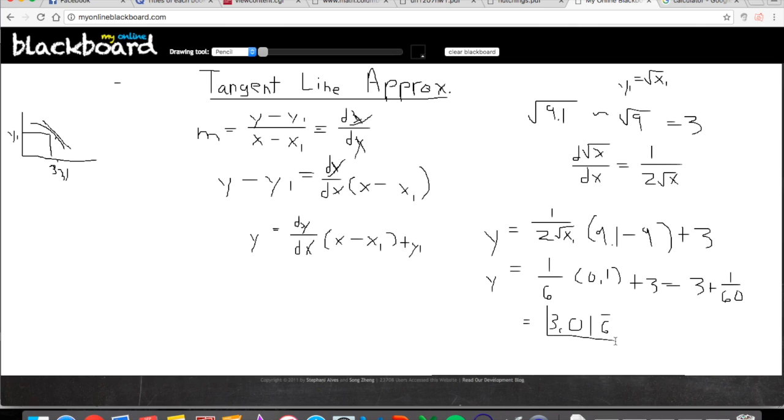So this is our final answer. Remember, this is an approximation, not the real answer. And that's how you use tangent line approximations on the test and what they expect you to do. They probably round this off to 3.02, but that would be your final answer.